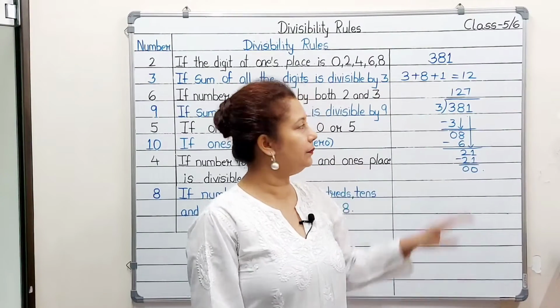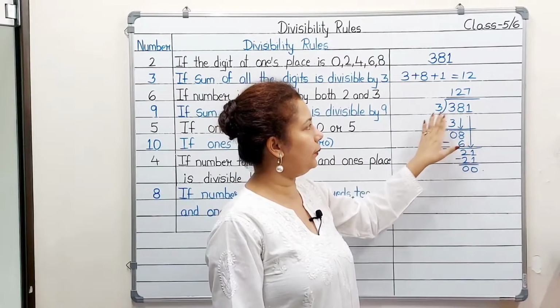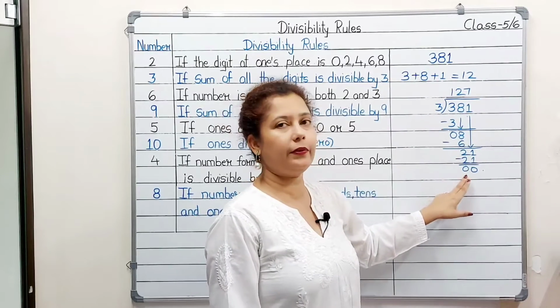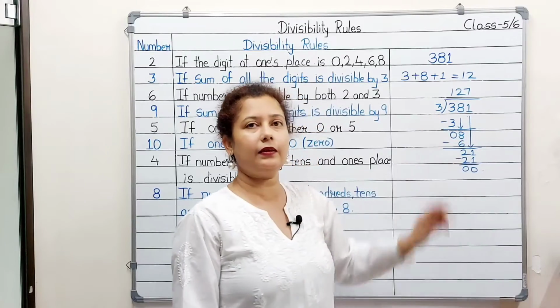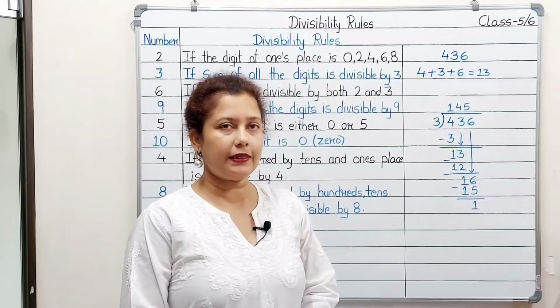This we will confirm by dividing it by 3. So when we divide 381 by 3, the quotient is 127 and remainder is 0. So 381 is completely divisible by 3. We will take one more example.